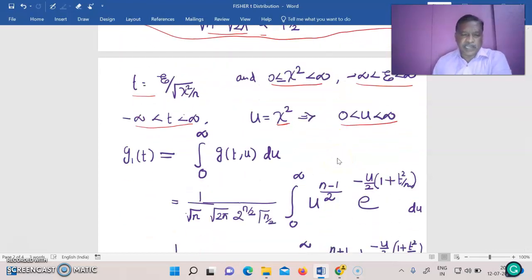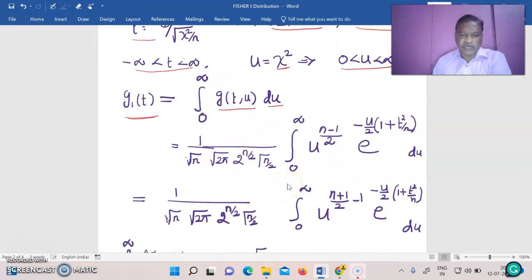Now differentiate the joint density function with respect to u. So we call it g1 of t, which is equal to the integral from 0 to infinity of the joint density function of t and u with respect to u. We take all the constants outside of the integral: 1 by square root of n, square root of 2 pi, 2 power n by 2, gamma n by 2, times the integral from 0 to infinity of u power (n minus 1) divided by 2 into e power minus u by 2 times (1 plus t square by n), with respect to u.